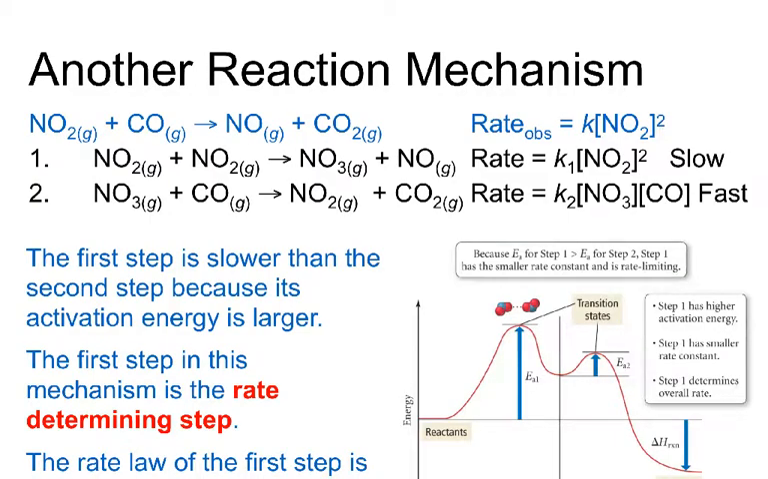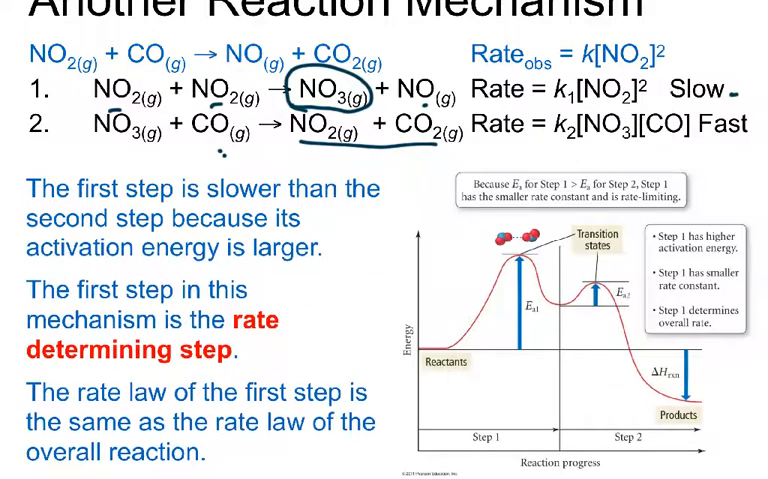So let's look at another example. Here we have a two-step mechanism. Our slow step is first. We have two NO2 molecules reacting with each other to form this intermediate here and a product. Then our intermediate reacts with our other reactant to form our other products.